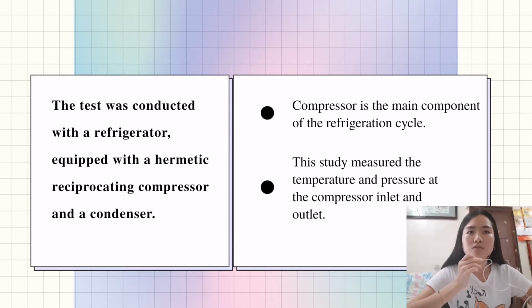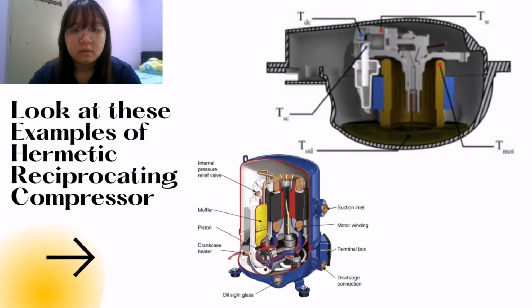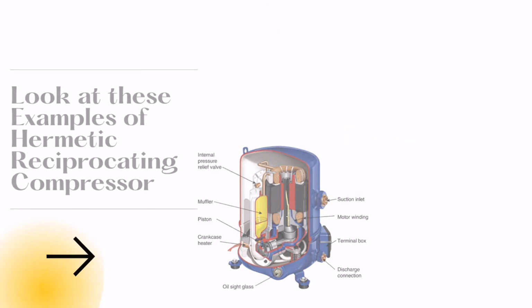The air temperature in the freezer and in the fresh food compartment was controlled by a thermostat. Besides that, this study measured the refrigerant pressure and temperature at the compressor inlet and outlet, and compressor shaft temperature and power consumption. A simulation model was developed to predict mass flow rate, power consumption, and compressor temperature, showing good agreement with experimental data. These two pictures are examples of the hermetic reciprocating compressor.